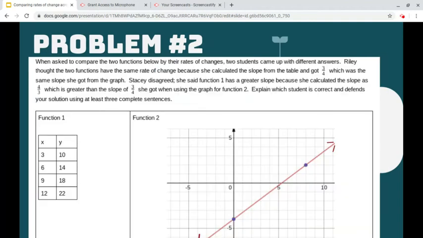Problem two is a little different. They have two students that look at a problem, and they have two different opinions. So problem two is when asked to compare the two functions below by the rates of change, two students came up with two different answers. Riley thought the two functions had the same rate of change because she calculated the slope from the table and got 3/4, which is the same as the slope she got with the graph. Stacy disagreed. She said function 1 has a greater slope because she calculated the slope as 4/3, which is greater than a slope of 3/4 she got when using the graph for function 2.